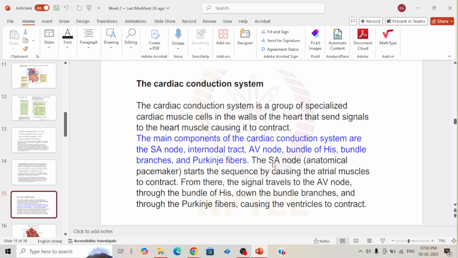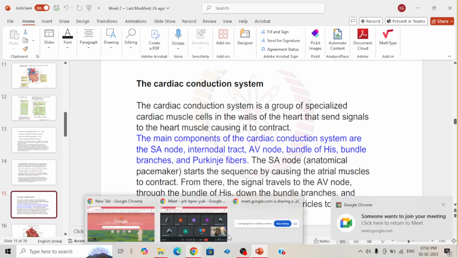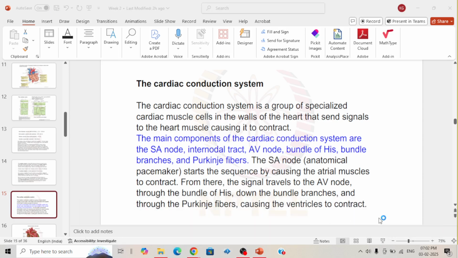The SA node is also called the pacemaker of the heart. It is self exciting, sending signals by self excitation. It is not getting signals from outside; it is self generating the action potential.